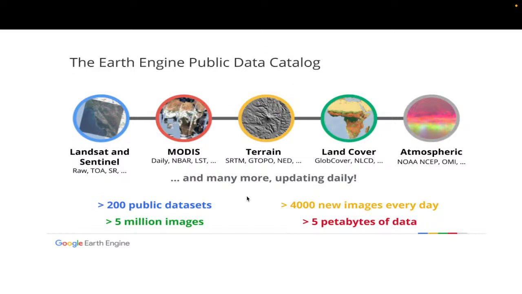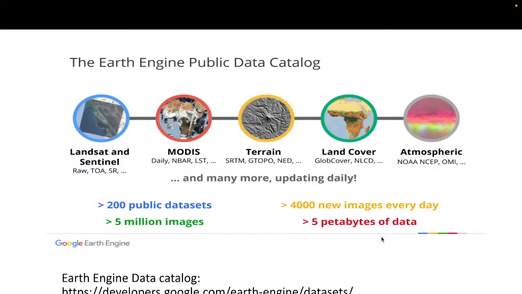This data catalog stores more than 200 public datasets. More than 4,000 new images are added every single day. We can get more than 5 million images from this public data catalog, and more than 5 petabytes of data. And this is the link for the Earth Engine data catalog, the main website for the Earth Engine public data catalog.